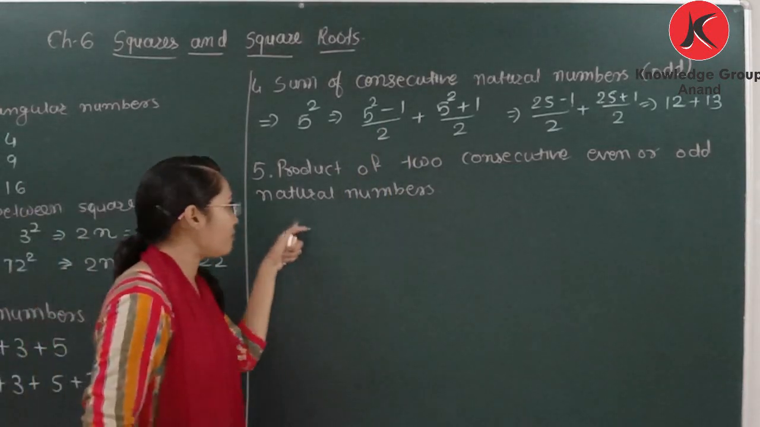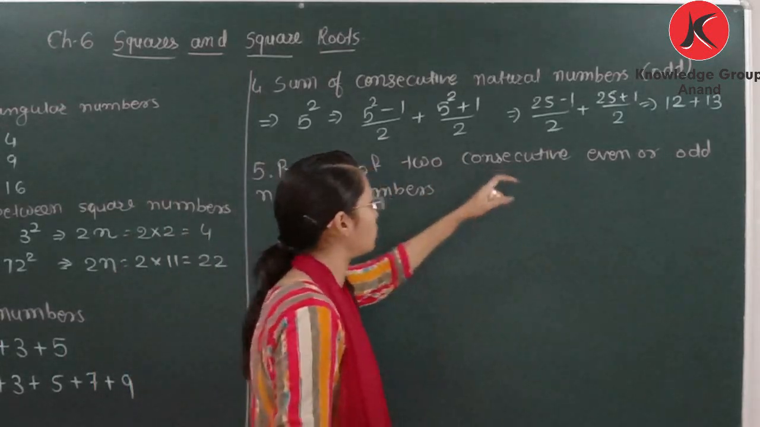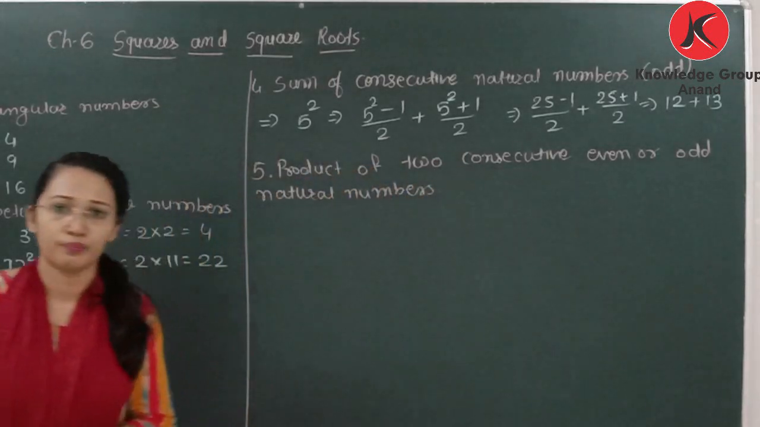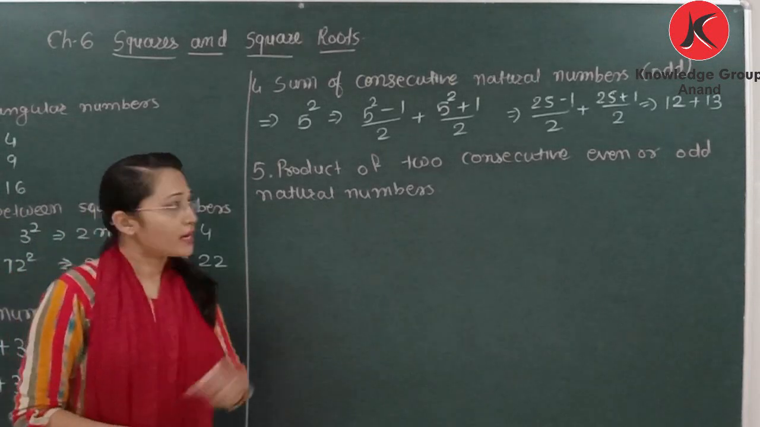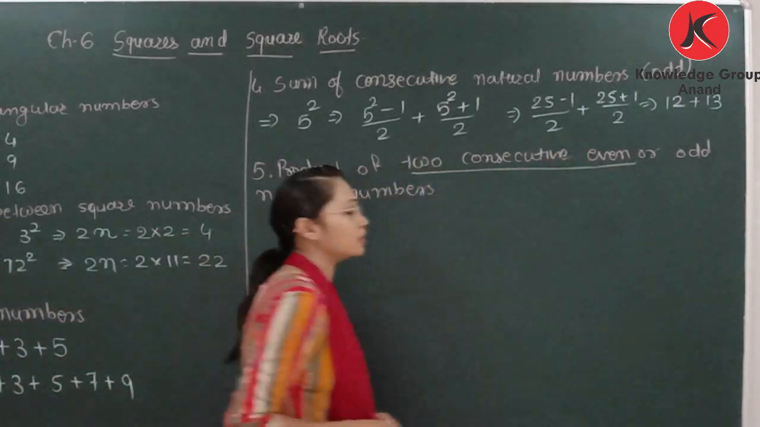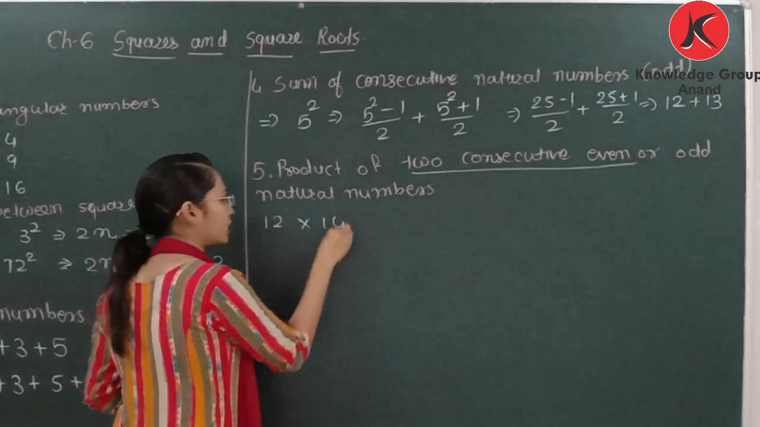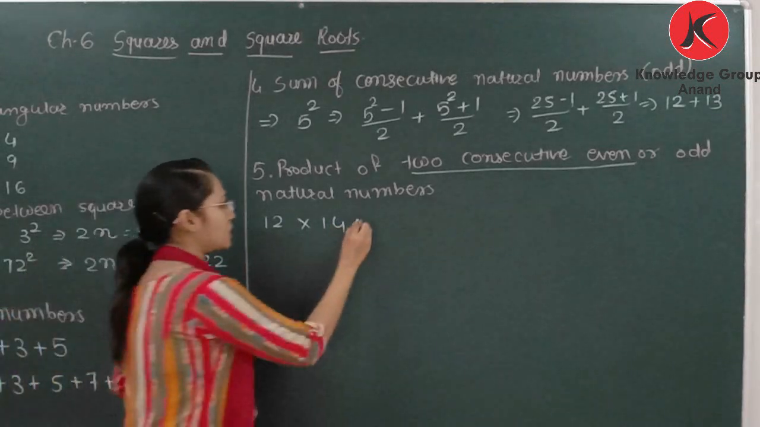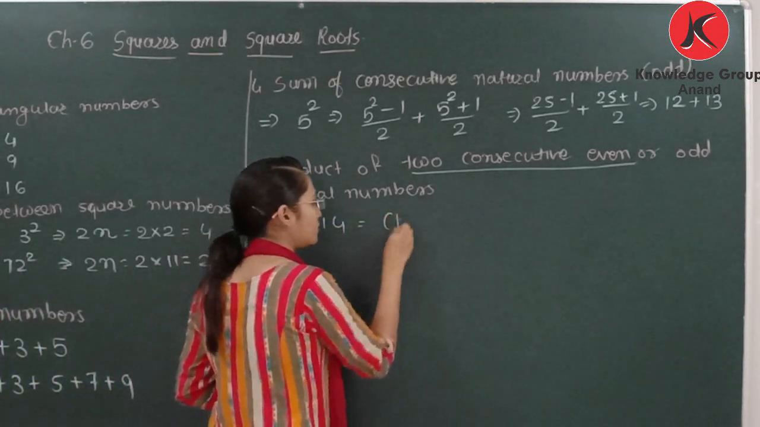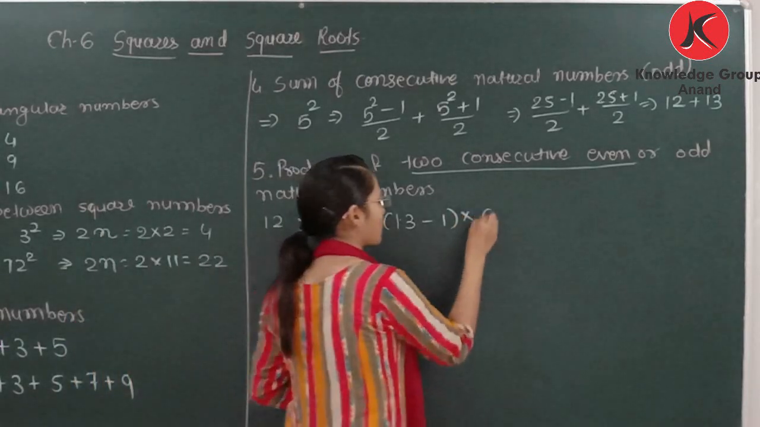Now today we will start the next pattern, that is product of 2 consecutive even or odd natural numbers. So here, what is the statement? Product of 2 consecutive even numbers. Let's say the numbers are 12 and 14. So 12 can be written as 13 minus 1 and 14 can be written as 13 plus 1.